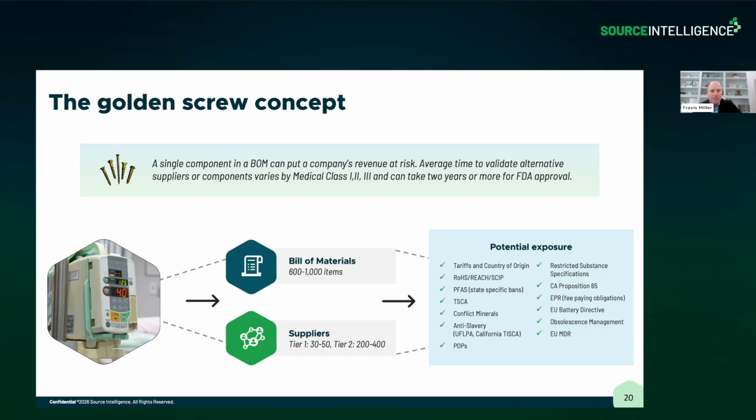So let's imagine that we have ourselves a diabetes pump. And that diabetes pump has 600 to 1,000 items in its bill of materials, maybe 30 to 50 first tier suppliers.